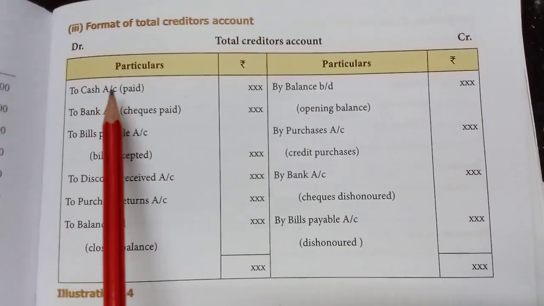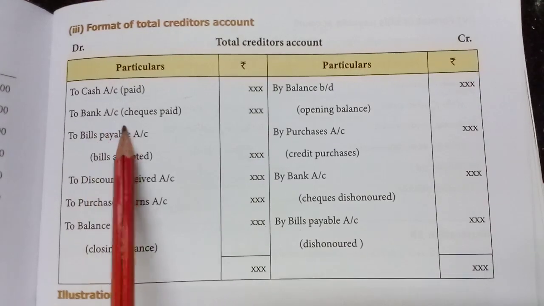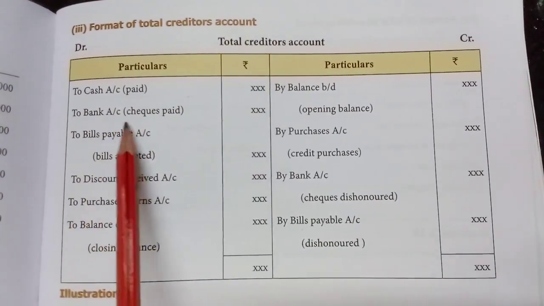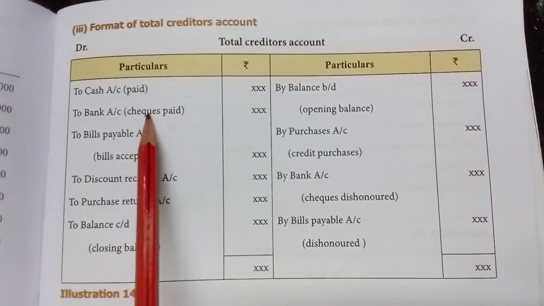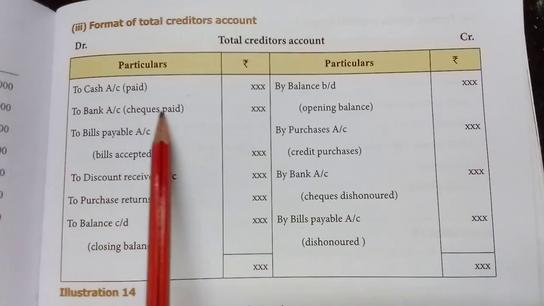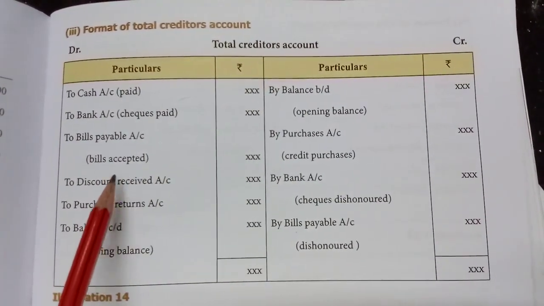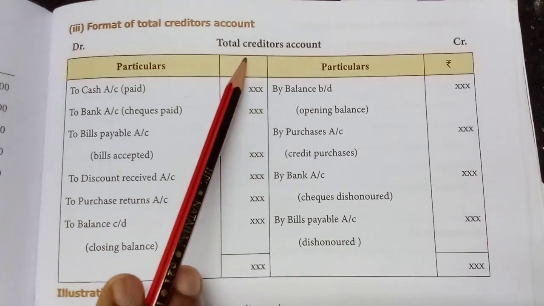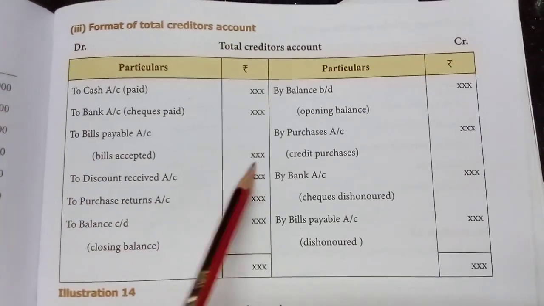When we pay cash, this is the entry. If we give cheques, then we have to write this entry: creditors account debit to bank. So if we pay in cash, this one; if we pay through cheque, this entry we have to write. Then if we have accepted any bills payable, what is the entry? Total creditors account debit to bills payable account. That we have to write.